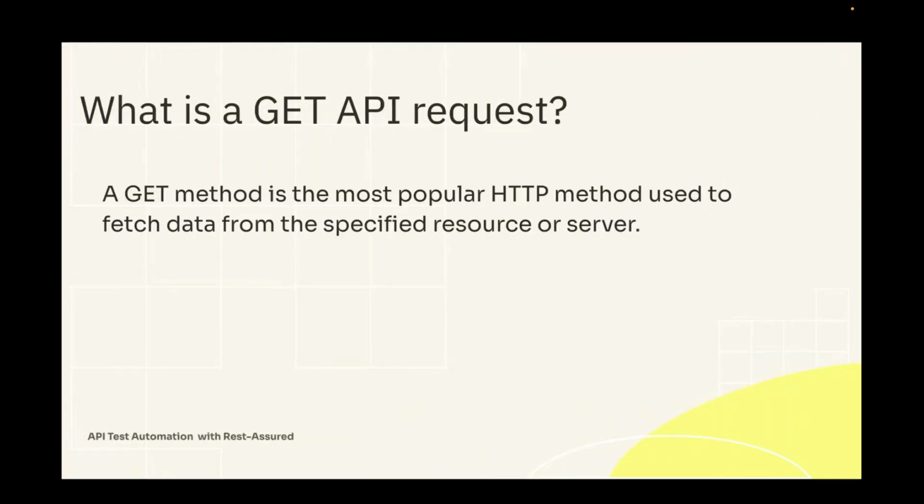A get method is the most popular HTTP method used to fetch data from the specified resource or server. Its main purpose is to retrieve the data. Get APIs are considered safe as they do not create, update, or delete any data from the server.